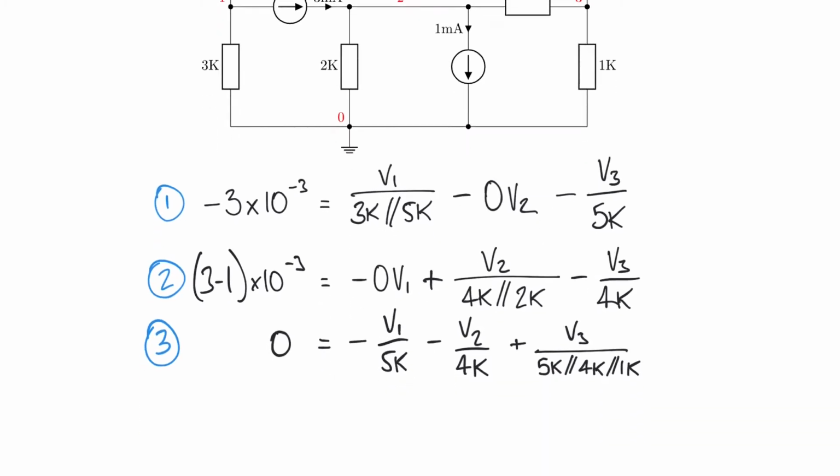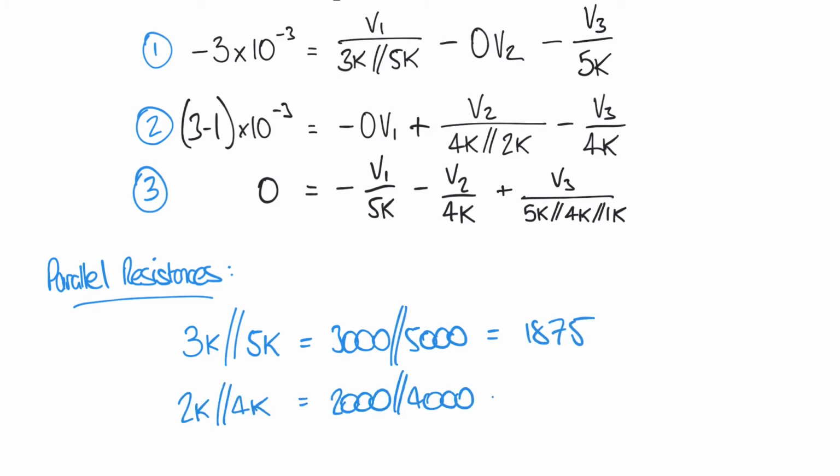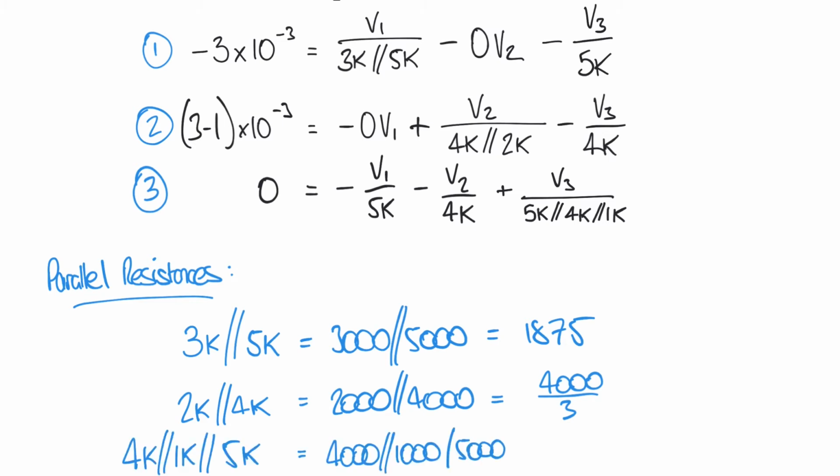At one point we have 3K in parallel with 5K, or 3,000 in parallel with 5,000. And that comes out as 1,875. And we have 2,000 in parallel with 4,000. That comes out as 4,000 over 3. We're keeping that as a rational number in fractional form. I'm not going to round that to a decimal. We have 4,000 in parallel with 1,000 in parallel with 5,000. That comes out as 20,000 over 29.